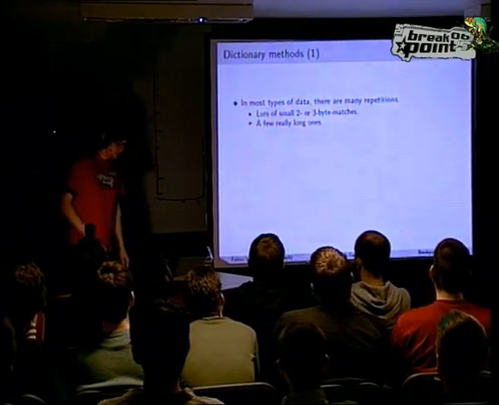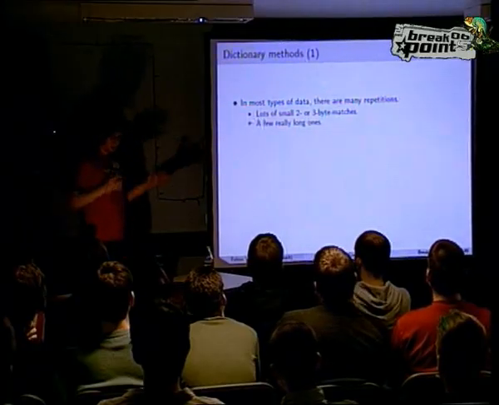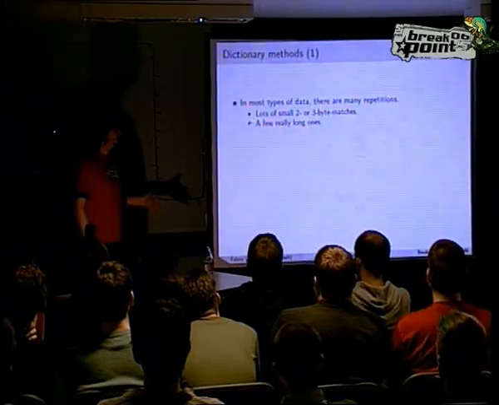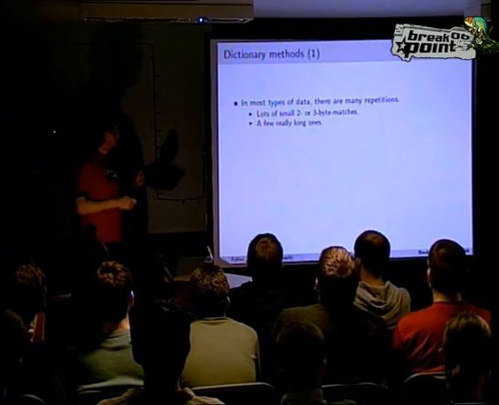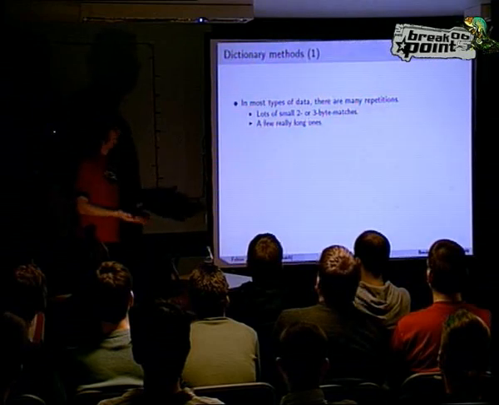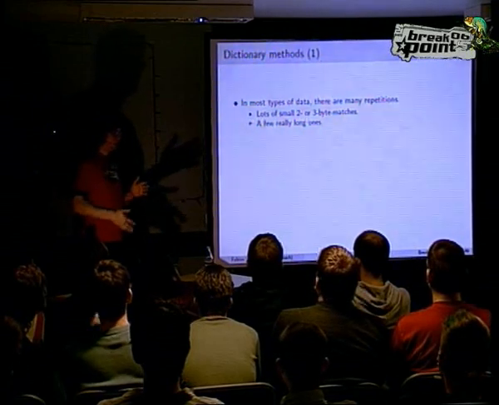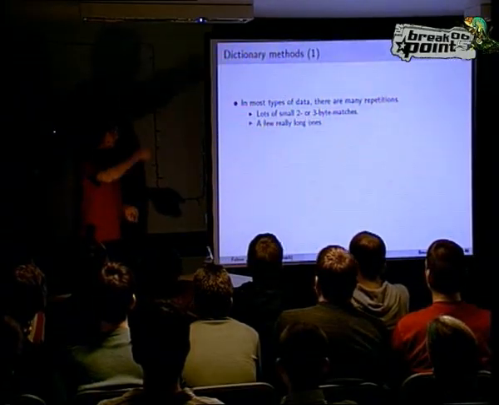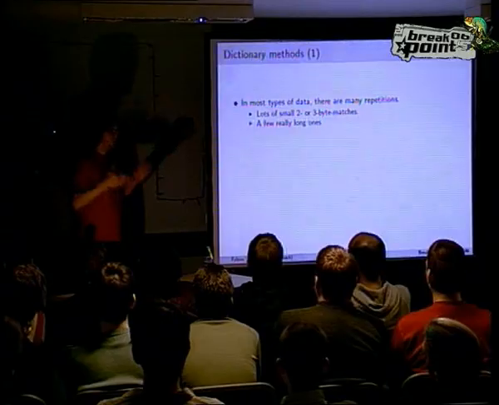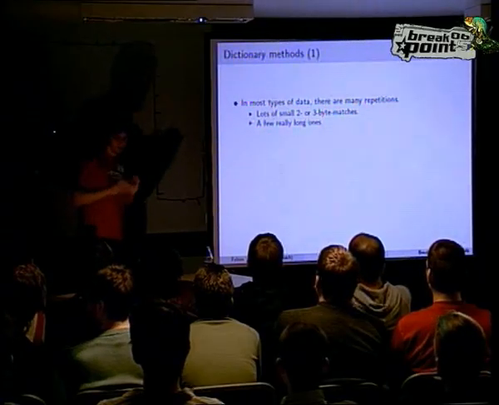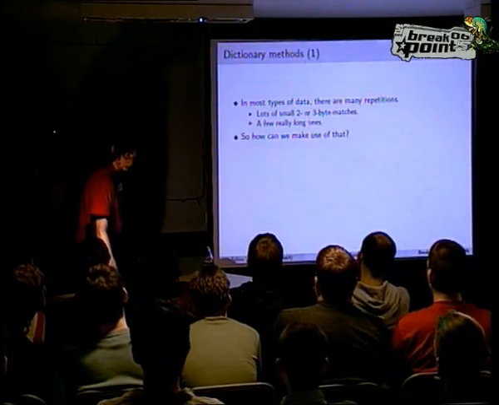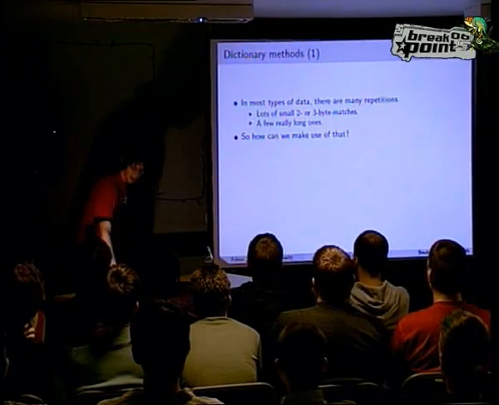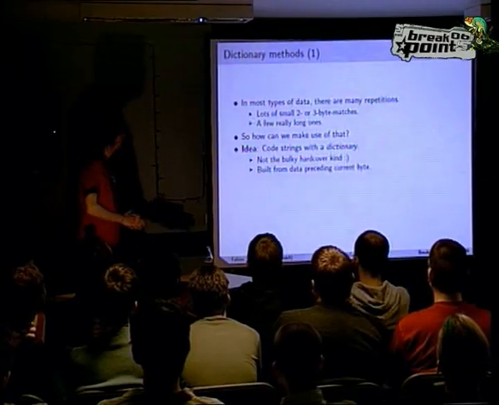And more specifically, so-called dictionary methods. In most types of data, you have lots of repetitions, which are usually a really high count of small 2 or 3 byte sequences that get repeated. But there are also a few really, really long ones, like when you would copy a whole subroutine from your program somewhere else, you would get a very long sequence that's exactly the same, stuff like that. And how can we make use of that to make it compress better is the main question.